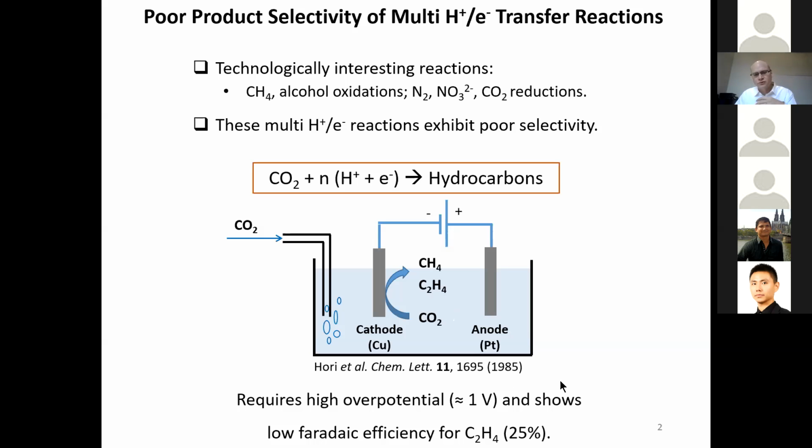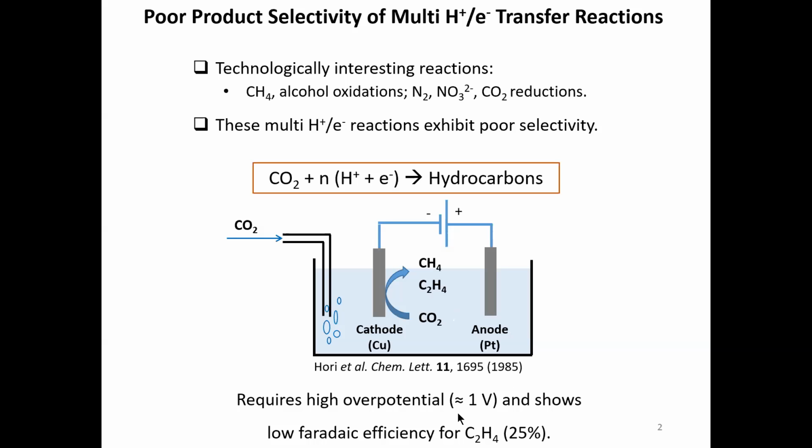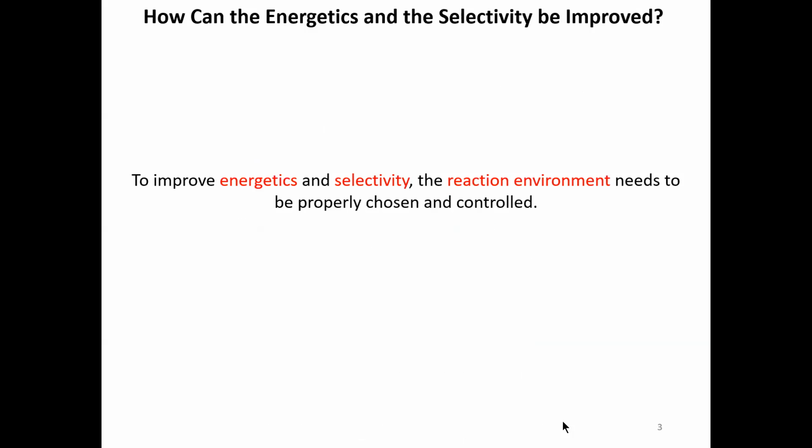However, as I mentioned, there are two interrelated challenges associated with this electrochemical process. The first is that this reaction requires significant overpotential to drive the reduction reaction, and also under typical conditions, we see low Faradaic efficiencies for ethylene on the order of 25%, depending on the reaction conditions. So the question is, how can we make this process energetically more efficient and also more selective? And the answer to this question is, we need to better control the reaction environment.